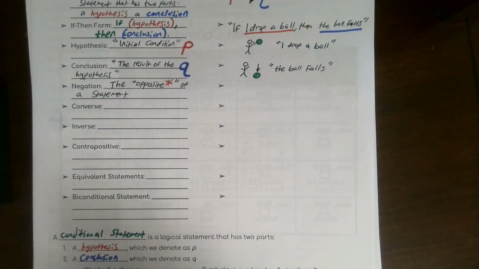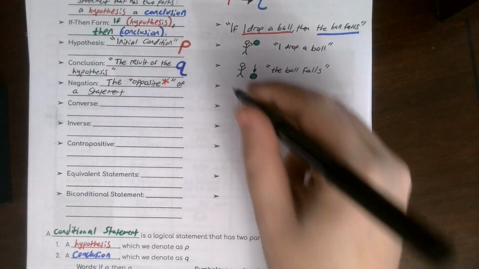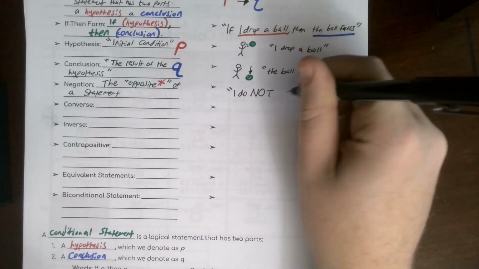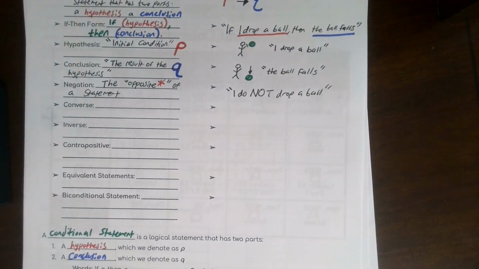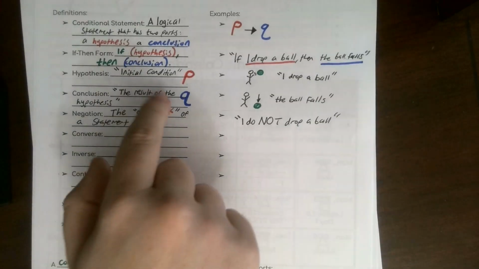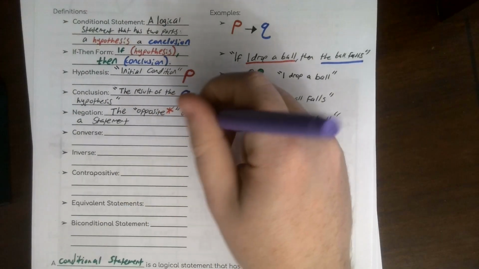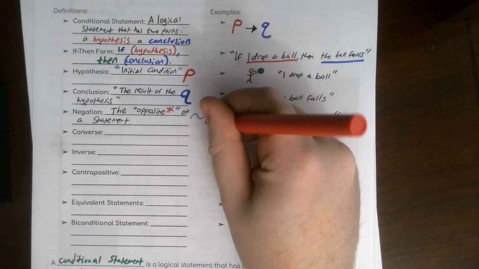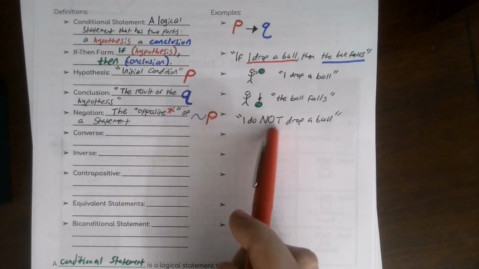So I'll give you an example. The opposite of "I drop a ball" is "I do not drop a ball." That would be the negation. Now, we have fancy letters to represent the hypothesis and conclusion. We should also have a fancy symbol to represent a negation. And we do. The opposite of P is called not P, and it has this symbol called a tilde next to it. If you see a tilde, that means the word not.